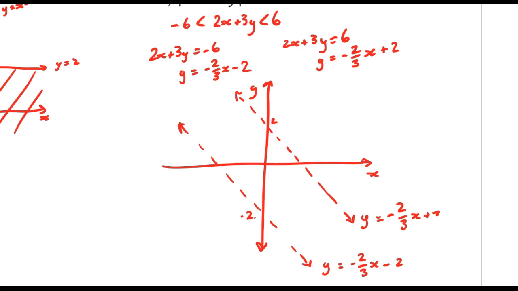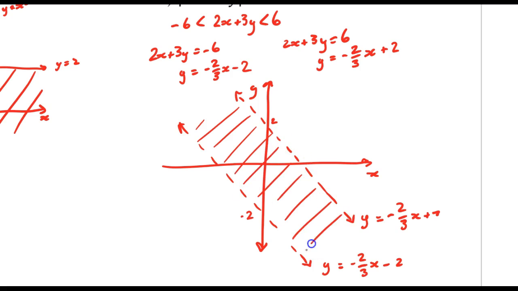And I'm looking for the region between those two lines. So 2x plus 3y is between. So I'm after, how are we going to hash this? This way. I'm after this region here, in between. If you're not sure about that, I'm even going to cross-hatch them just because it's a bit confusing on the angles.